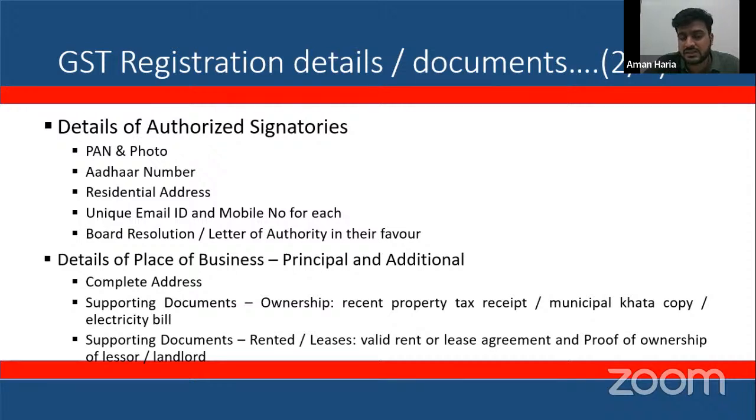Similarly, if the premises are rented or leased, then along with the lease agreement, you also need to upload proof of ownership of the lessor or the landlord. Again, here please make sure that whatever address is mentioned in the agreement matches with the proof of ownership that you supply, and that again has to be clearly and visibly mentioned in the GST registration itself. So make sure all of these details are the same, coinciding with each other, so that department officers do not raise queries on these topics again.